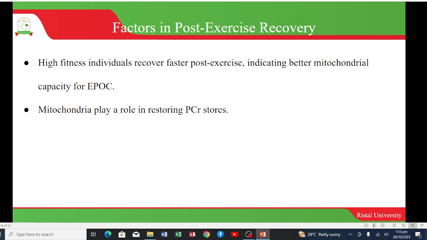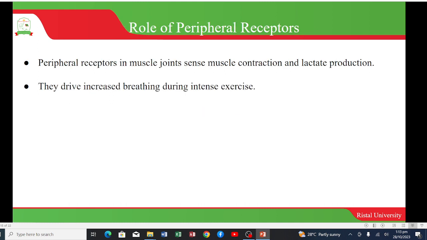Factors in post-exercise recovery. High fitness individuals require a faster recovery rate post-exercise, and this indicates better mitochondrial capacity for EPOC. The mitochondria play a very important role in restoring the PCR stores. The role of the peripheral receptors. The peripheral receptors in muscle joints sense muscle contraction and lactate production, and they drive increased breathing during intense exercise.